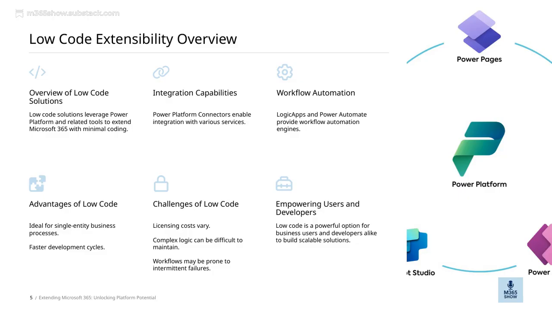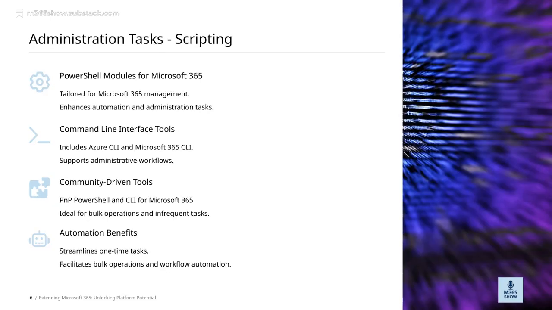This approach fits perfectly into our overall strategy of making technology more accessible and adaptable for everyone. Now, let's take a closer look at some of the administration tasks involved in scripting. As you can see, extending Microsoft 365 really helps us unlock the platform's full potential. It streamlines those one-time tasks that might otherwise be tedious, saving us time and effort.